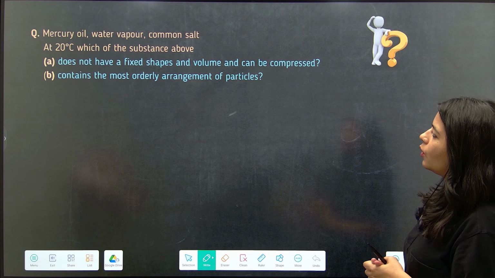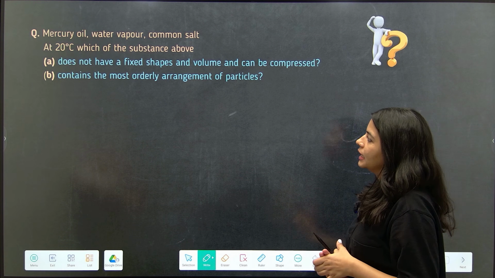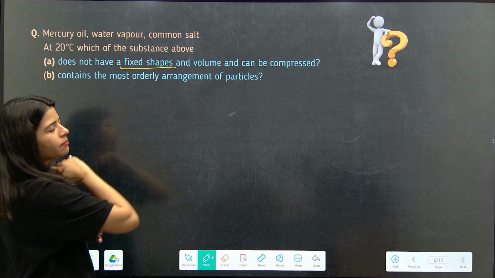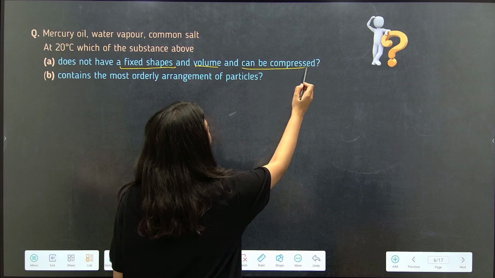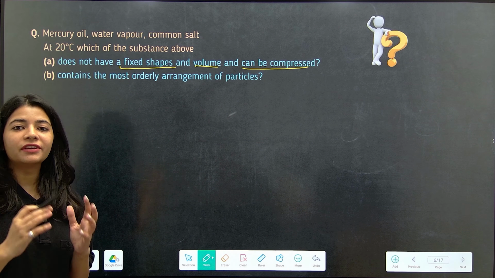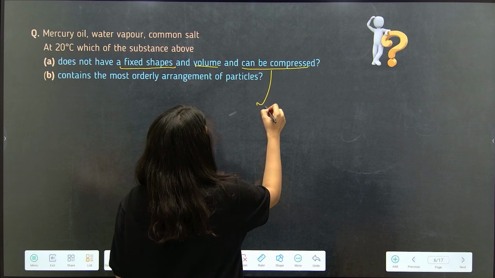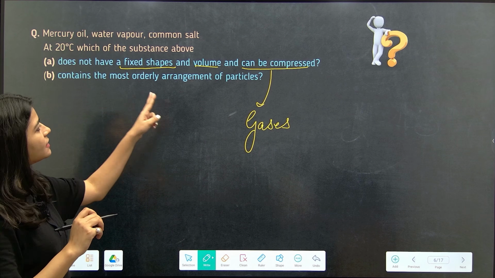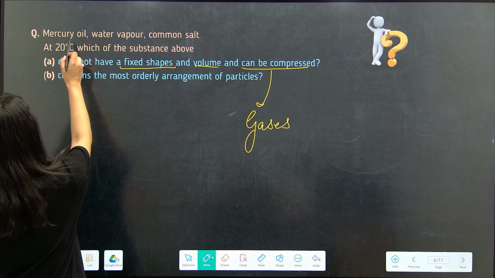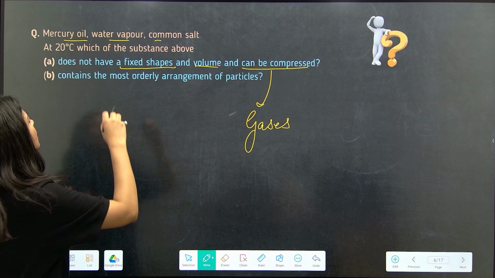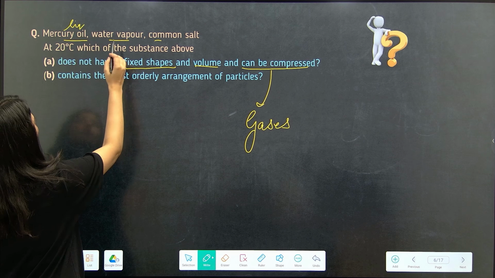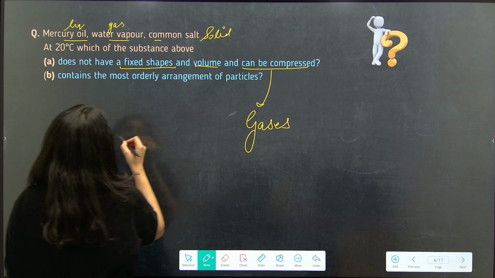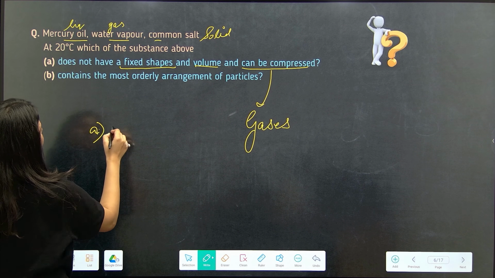Let's read. Mercury, oil, water vapor, common salt. At 20 degrees Celsius, which of the substances above, A part says, does not have a fixed shape or volume and can be compressed? These three properties are shown by which state of matter? They are shown by gases. We have already discussed the properties of the three states of matter, and these three properties are shown by gas. Now we have to check which among these is a gas. Mercury and oil are liquids, water vapor is a gas, and common salt is solid. So my answer for the A part will be gas, which is water vapor.